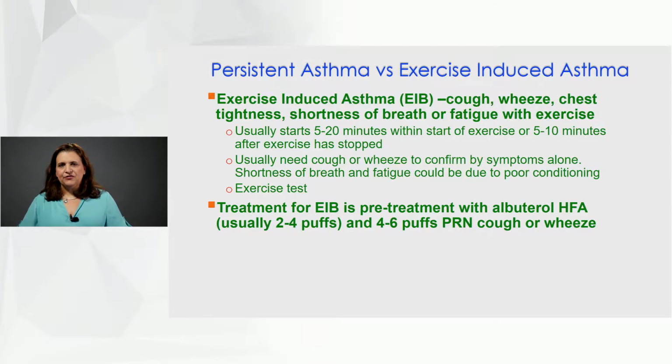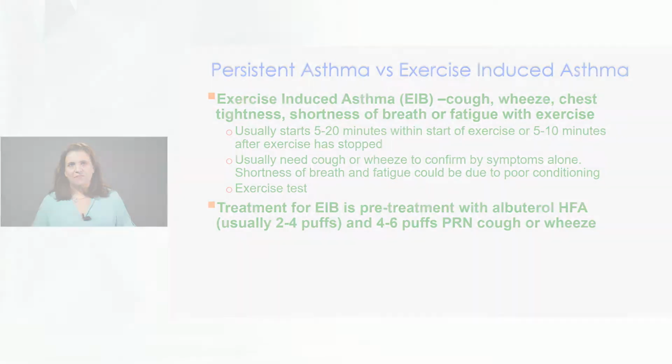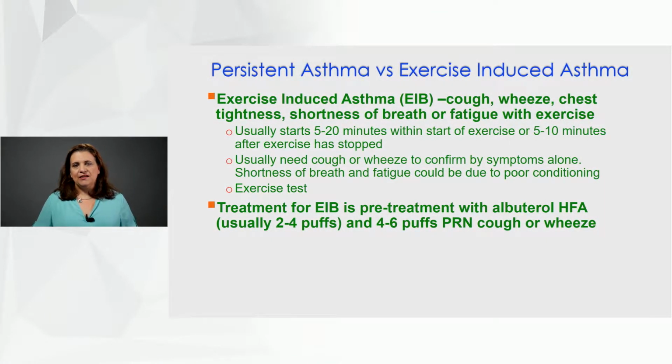Often, determining whether a patient has persistent asthma or exercise-induced asthma or bronchospasm can be difficult. These are some guidelines for helping determine which your patient may have. Exercise-induced asthma consists of coughing, wheezing, chest tightness, shortness of breath, or fatigue with exercise. These symptoms usually start 15 to 20 minutes after the beginning of exercise or 5 to 10 minutes after exercise is stopped.